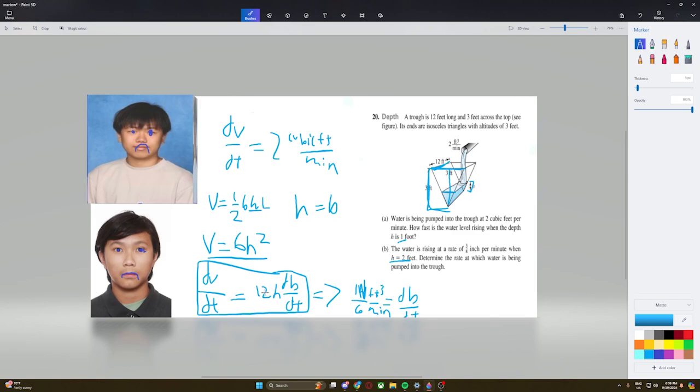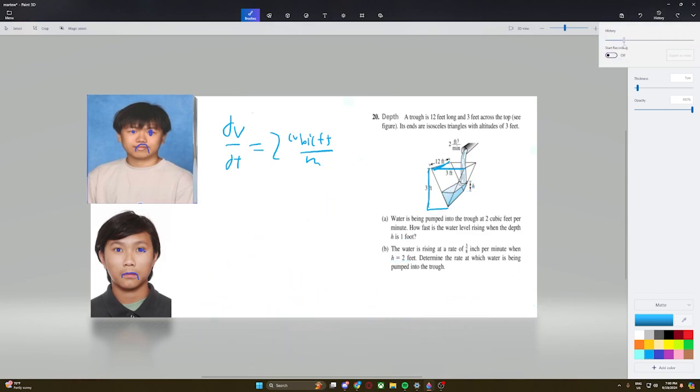So that's 12h, which is 24, times 3 over 8. So that's just 8 divided by this. It's just 3 times 3 equals 9 feet cubed per minute. dV over dt equals 9 feet cubed per minute. That's just basic algebra. Okay. Next problem.